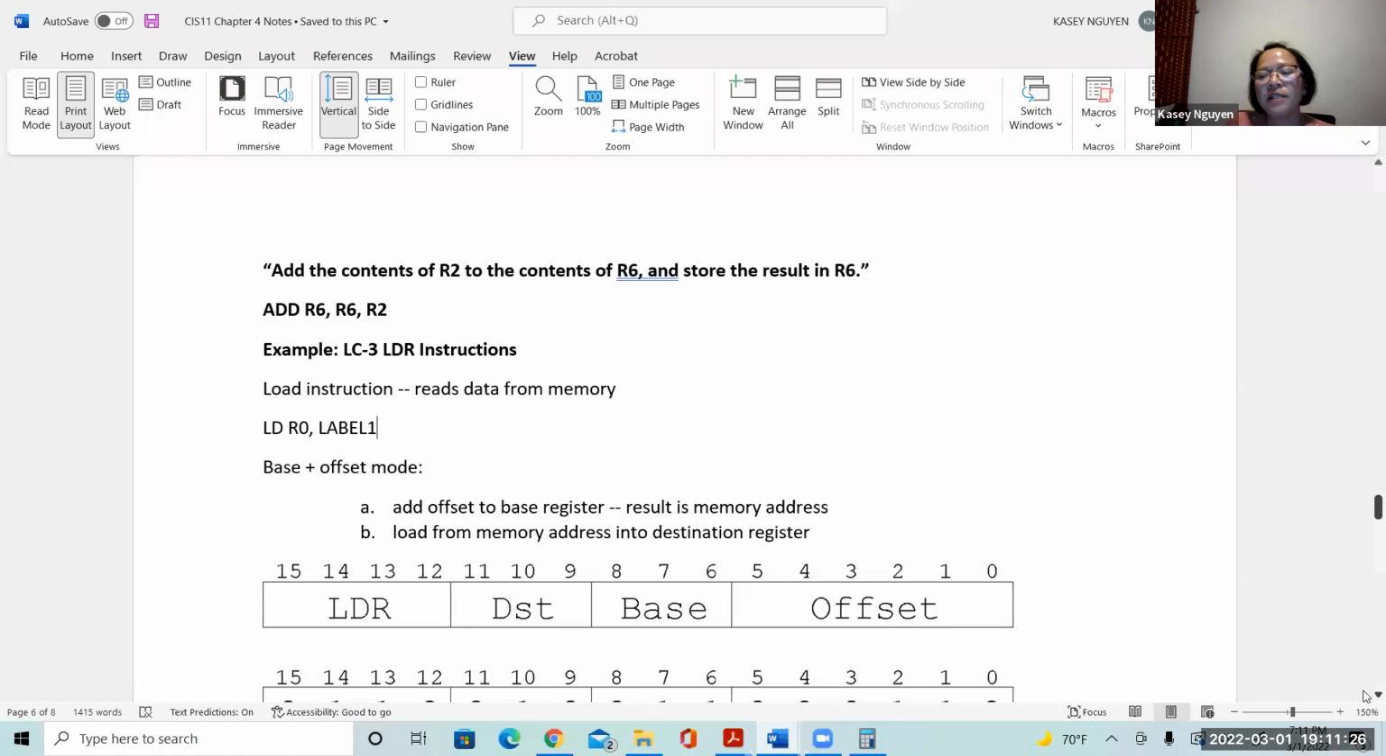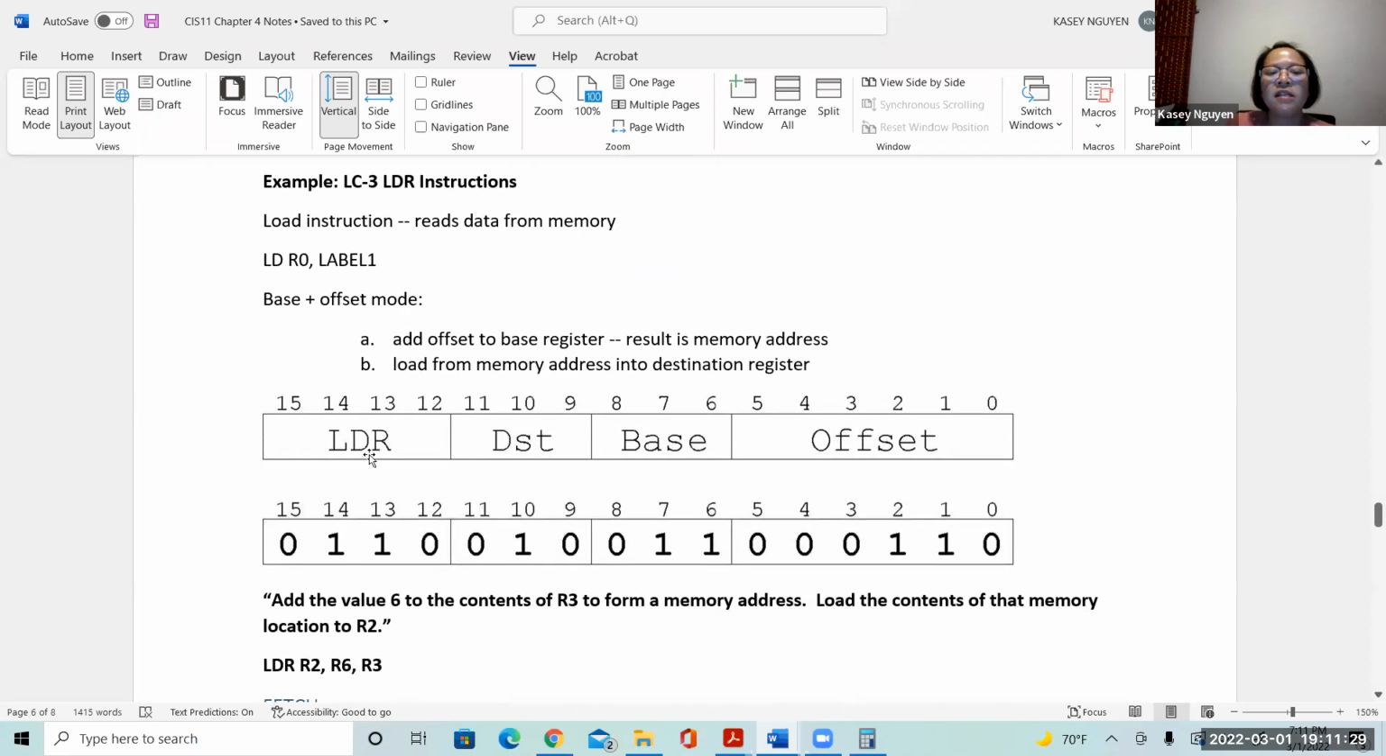Now sometimes you would see LDR, and LDR is for load for the register. It's a little different compared to the regular load, where you would have the destination, the base, and the offset. When we write it, we would use the register, but when it loads, it actually loads the memory address. So when you see the offset like this, it uses bits 0 to 5, that will be 6 bits, to store the address.